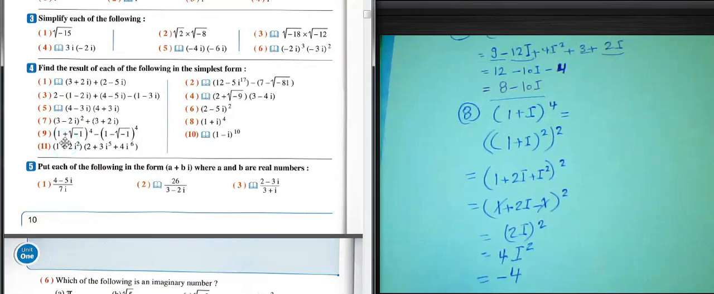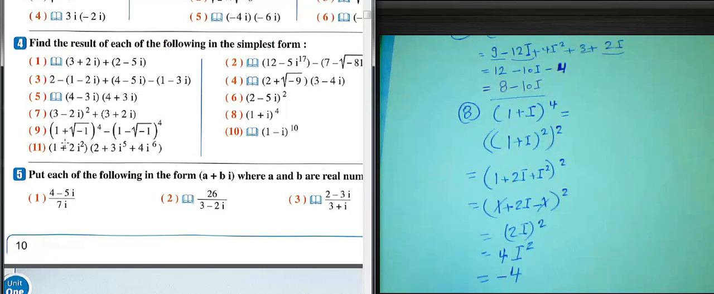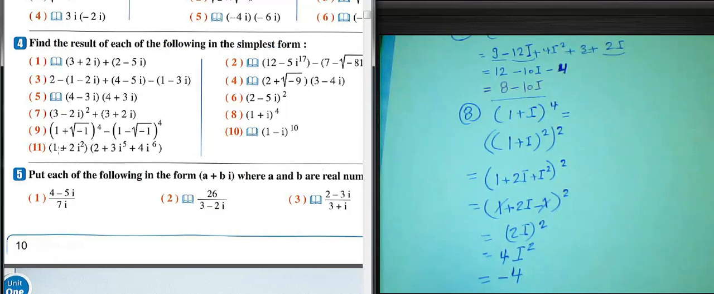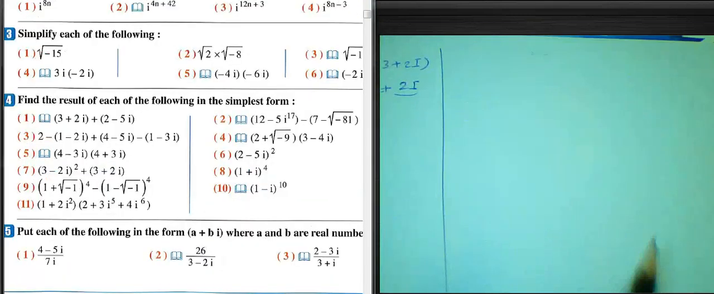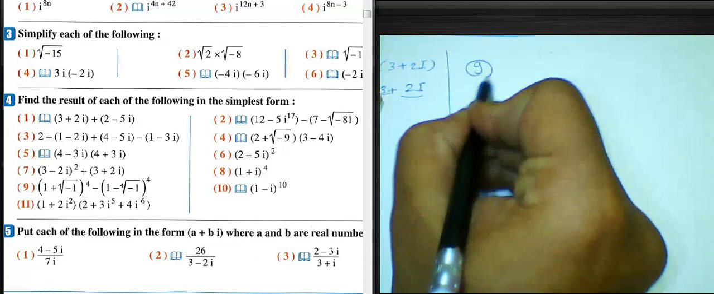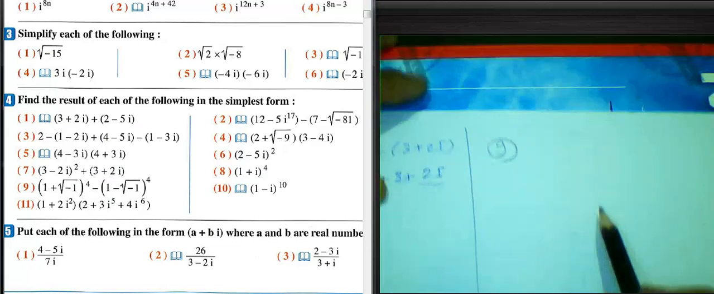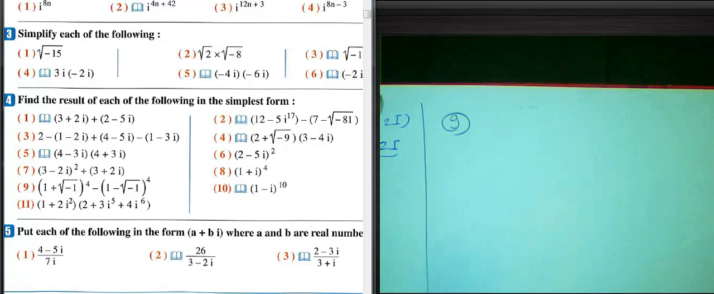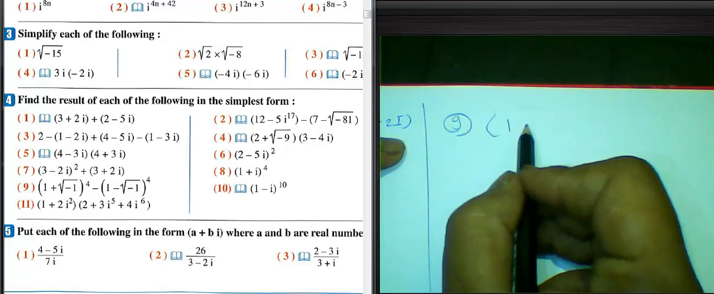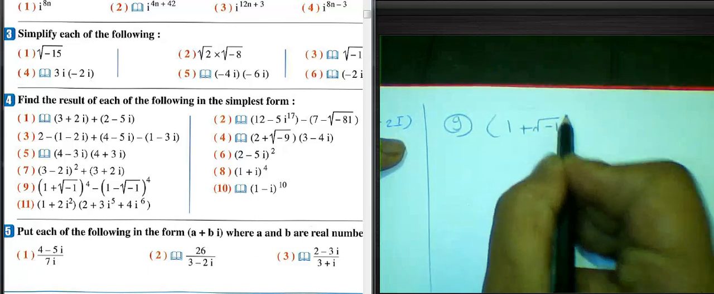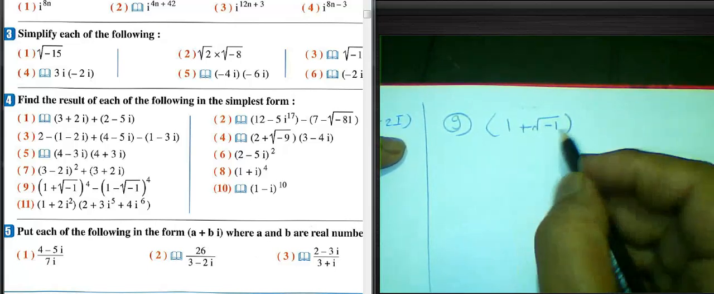Question 9. Look with me. We will clear it. It's clear. Okay. Question 9. 1 plus square root of negative 1, to power 4.